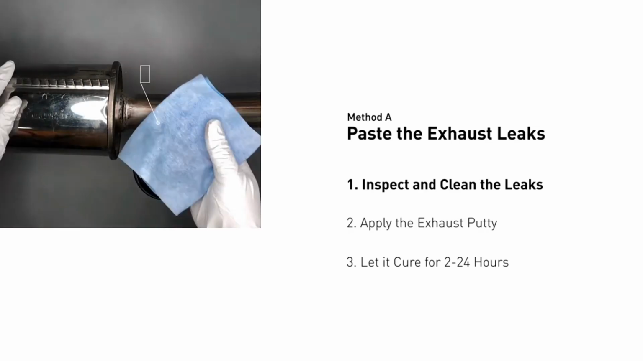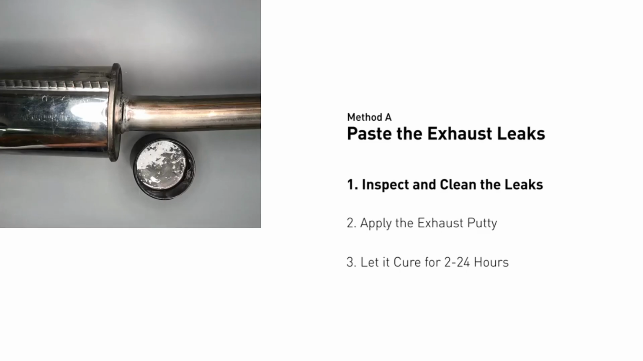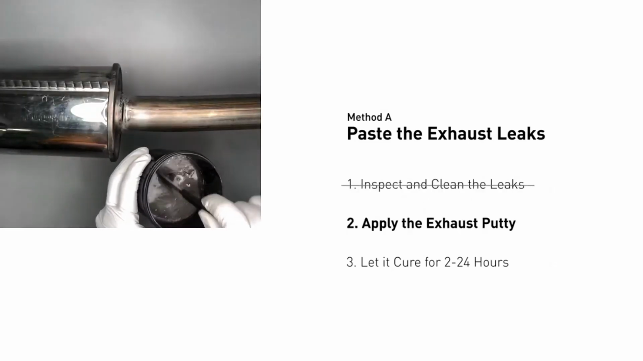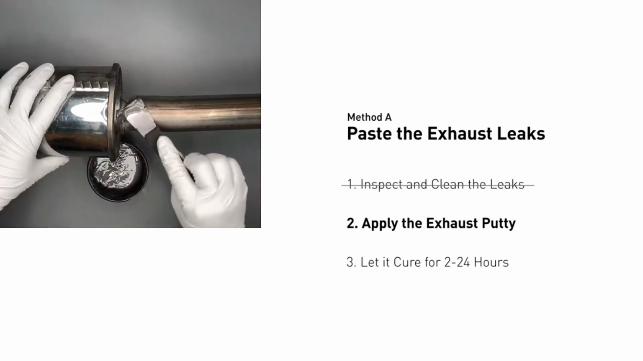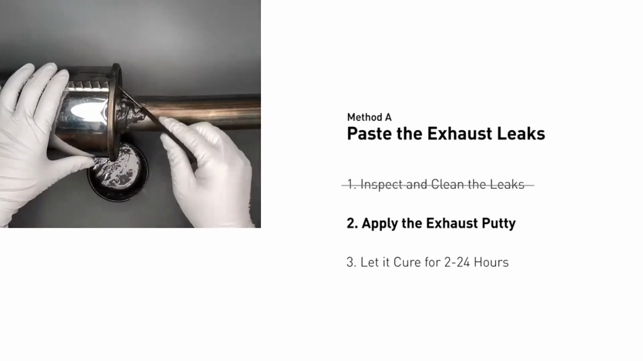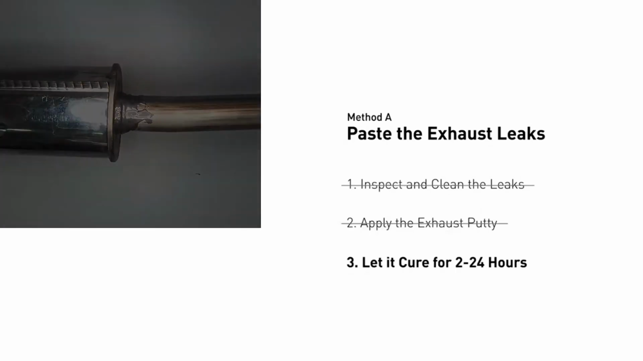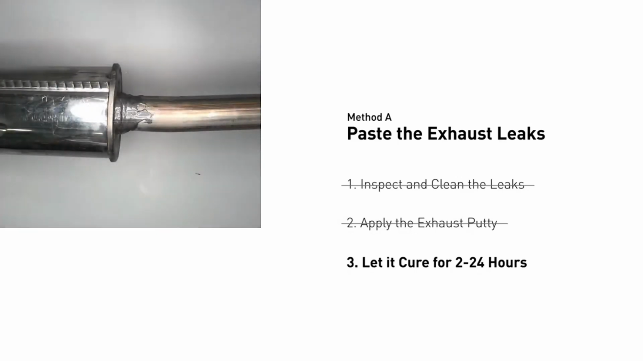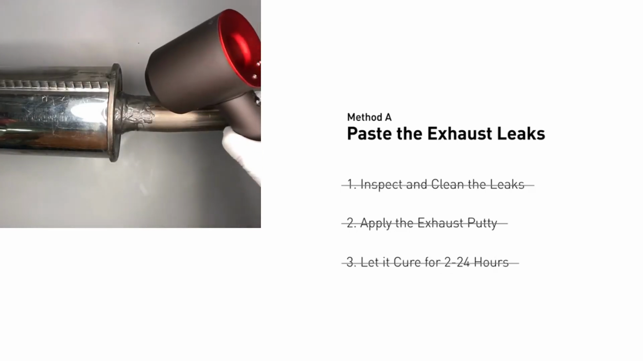First, get sandpaper and a wet wipe to clean the leaking area for better application. Stir the paste well to activate it. Apply and press the paste to seal the leaking area. After the application, don't start the engine because the positive pressure from the exhaust will blow out the paste. Let it cure for 24 hours, depending on the external temperature. The hotter it is, the quicker it will cure. That means you can use something like a hairdryer to heat it up and make it cure faster.